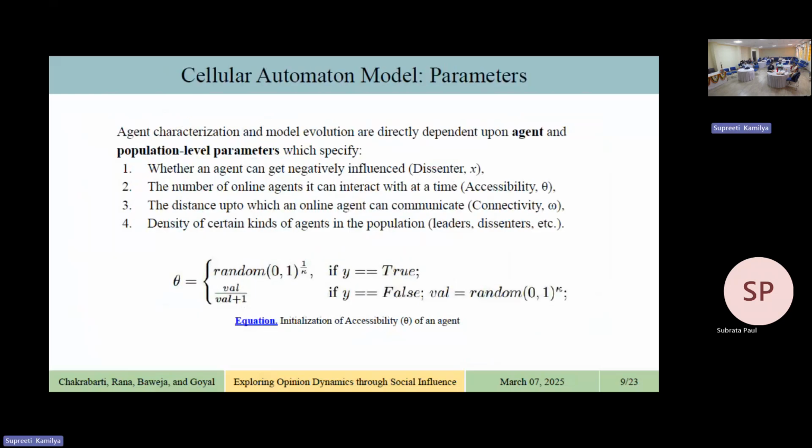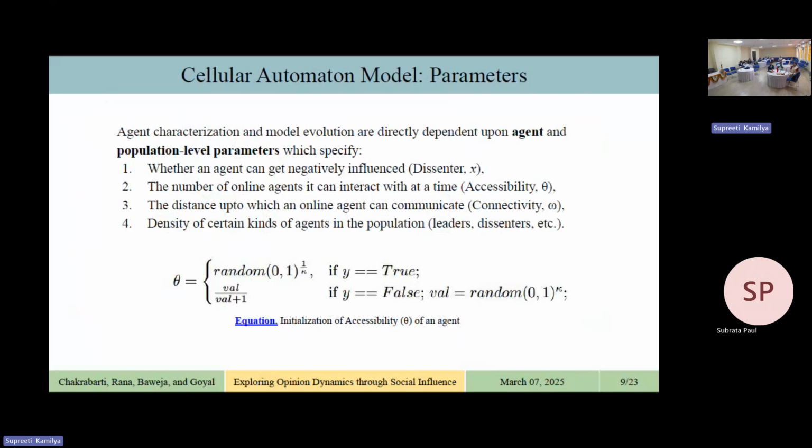So now coming on to the parameters, which is one of the main things in our study. There are various kinds of parameters that we have defined. In the next slide, I'll come on to that. But just glazing over them, I'll talk about some important parameters. The first one is whether an agent can get negatively influenced and retain that negative influence over its neighbors. That is dissenter. It is a Boolean parameter. We also have the accessibility, which I have also defined here, the initialization of accessibility. I won't go into the details as much, but there are a lot of parameters that we have defined.